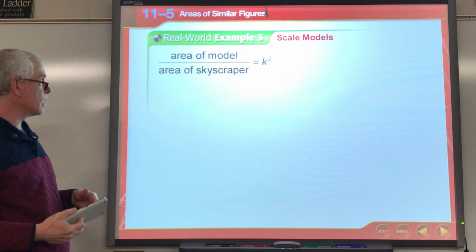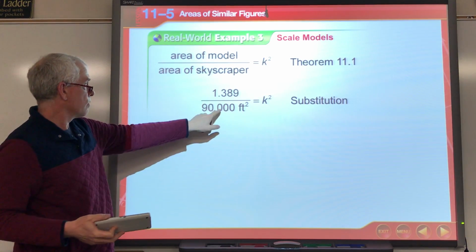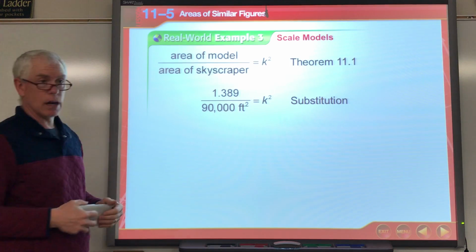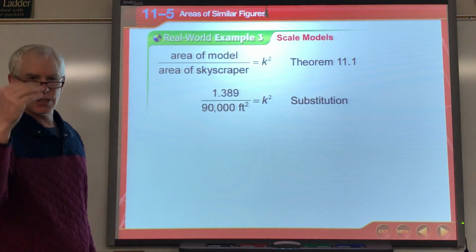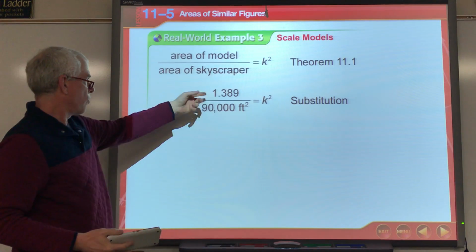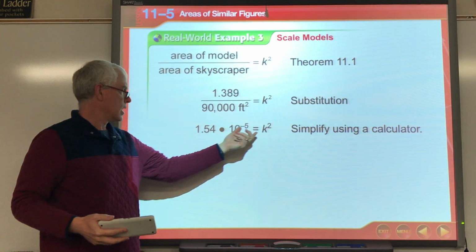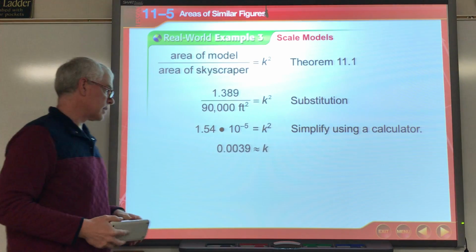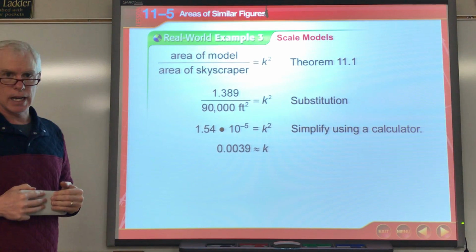So that 1.389 is what I have for the model, okay? And the area of the skyscraper is 90,000. And that is equal to the scale factor squared, right? That's your a squared over b squared. So if I divide these, I get a really small number, of course. And then I take the square root of that, and I get my scale factor to be about 0.0039.